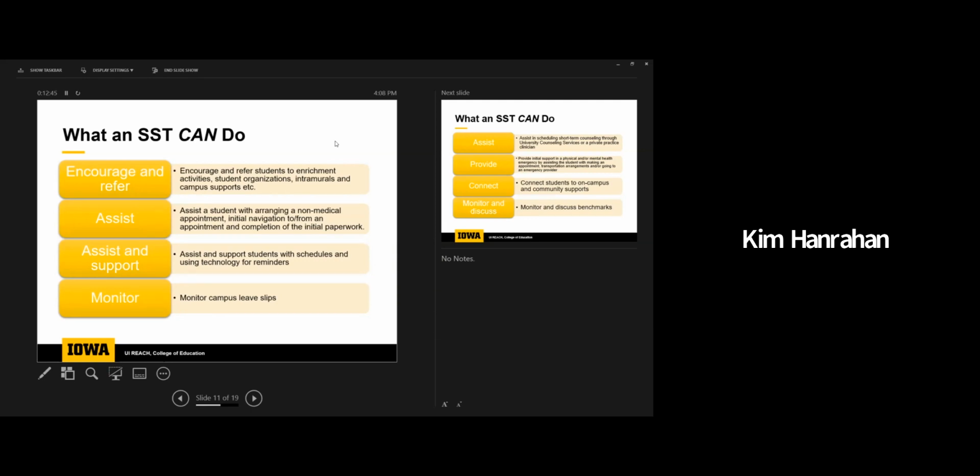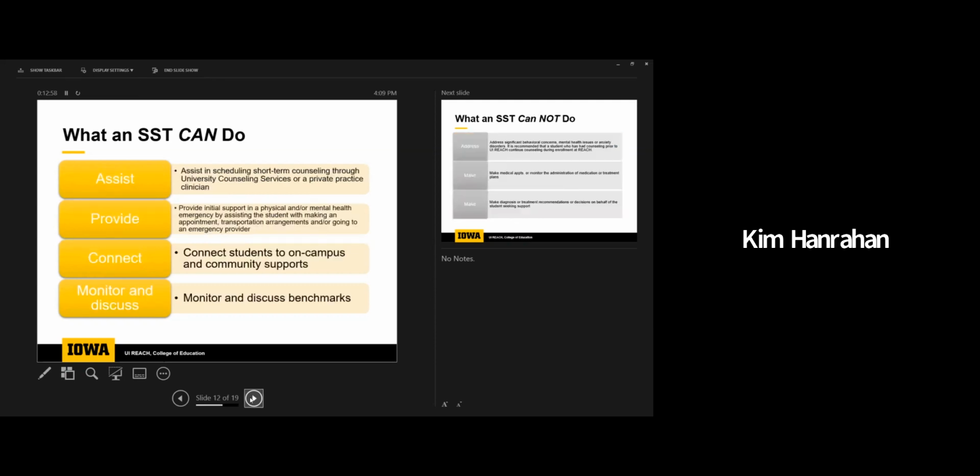And then we'll monitor campus leave slips. Leave slips are required if a student will be gone overnight, so that residence hall staff, when they're doing their rounds, know that that student is safe and just off campus. We can also assist in scheduling short-term counseling, either here at University Counseling Service or with a private practitioner. We can support during an emergency by assisting a student in making an appointment, or we can get transportation for that student to an emergency room and meet them there. We can't transport, but we can meet them and support them until a family member or guardian can come and meet with that student.